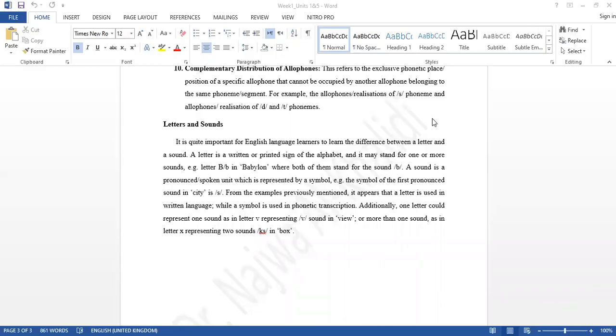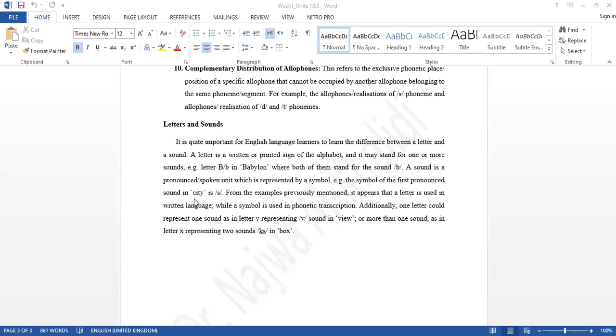The last topic we want to talk about here is the difference between letters and sounds. It is a crucial matter to know the difference between letters and sounds. For EFL learners, it is quite crucial to differentiate between a sound and a letter. If you take the letter B mentioned in this topic, whether it is written as a capital letter or a small letter, or we use different types of fonts to represent that letter, it is still the letter B.